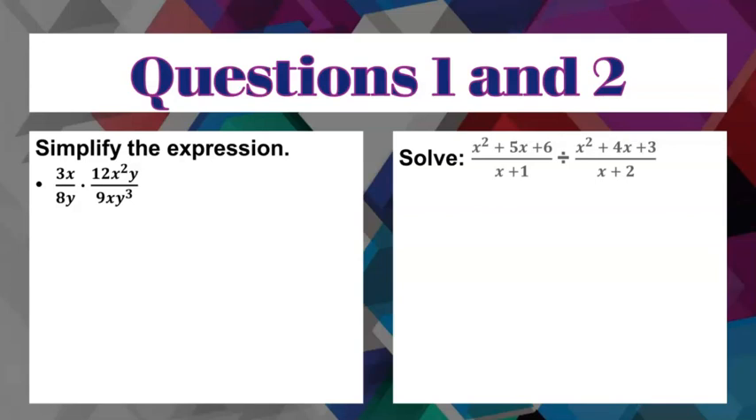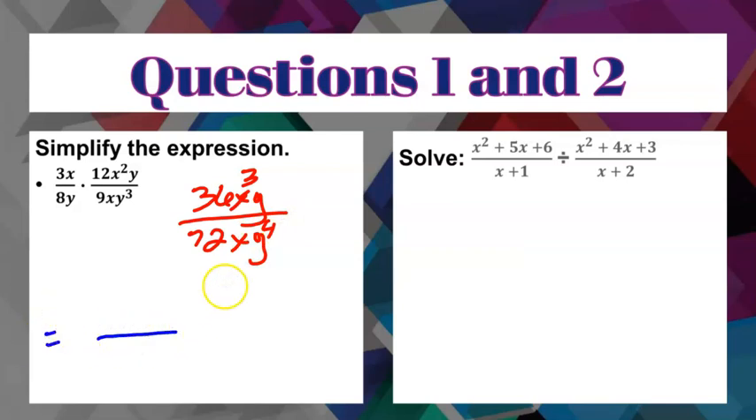First off, I'm going to take 3 times 12, which gives me 36. X times x squared is x cubed. And then y times y. In the denominator, I have 8 times 9, which is 72. I have an x. And then I have y times y cubed, which is y to the 4th. And then when I simplify, I can divide 36 in the numerator and get 1, 36 in the denominator, I get 2. So I have a 2 in the denominator.